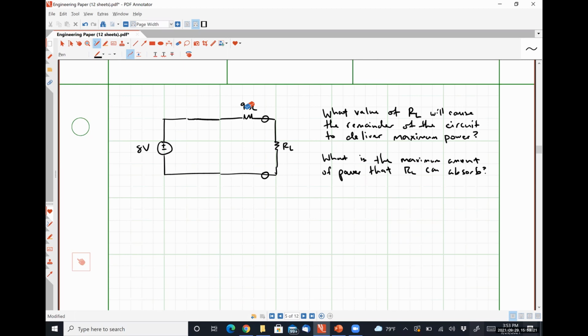All right, how do I answer part B? Literally just use the equation I gave you, right? P max is 1/4 VS squared over RS, so 1/4 times 8 volts squared over 9 ohms. That's going to be 64 over 36 watts. I know that can be reduced, but I'm lazy.